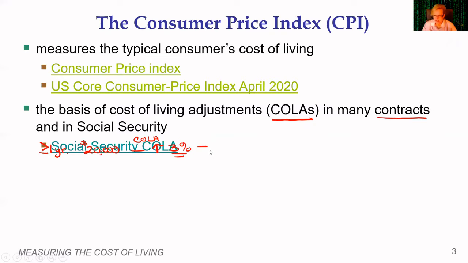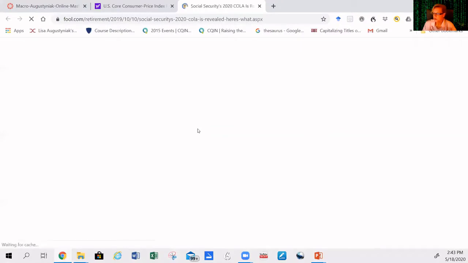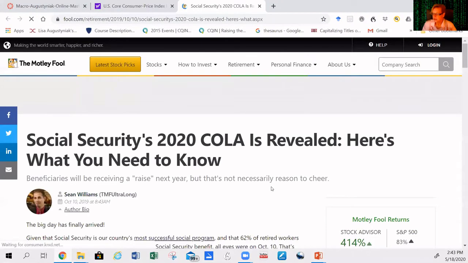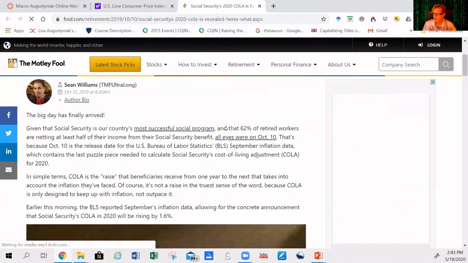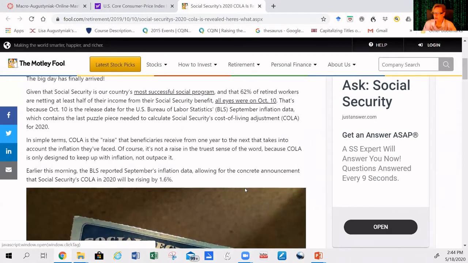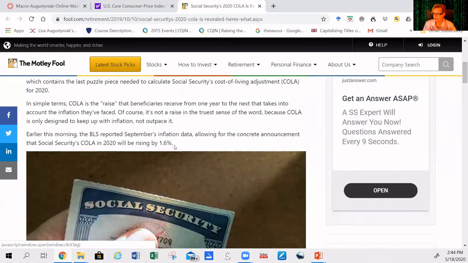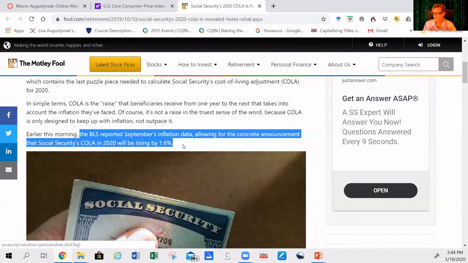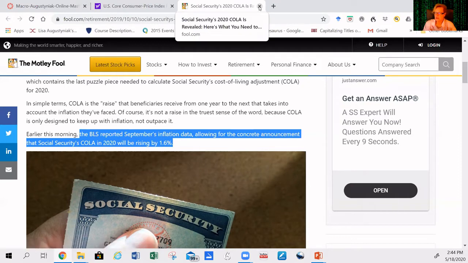Okay, I'm going to go ahead and erase that. This is the Social Security cost of living adjustment. Here's what you need to know. Again, what does it mean when you have a COLA? It means that you're going to be adjusted. The Bureau of Labor Statistics reported September's inflationary data, allowing for the concrete announcement of the COLA rising by 1.6%. I'm a contract worker, and so many times we build COLAs into our contractual things that we are doing. It just makes good sense to do that.